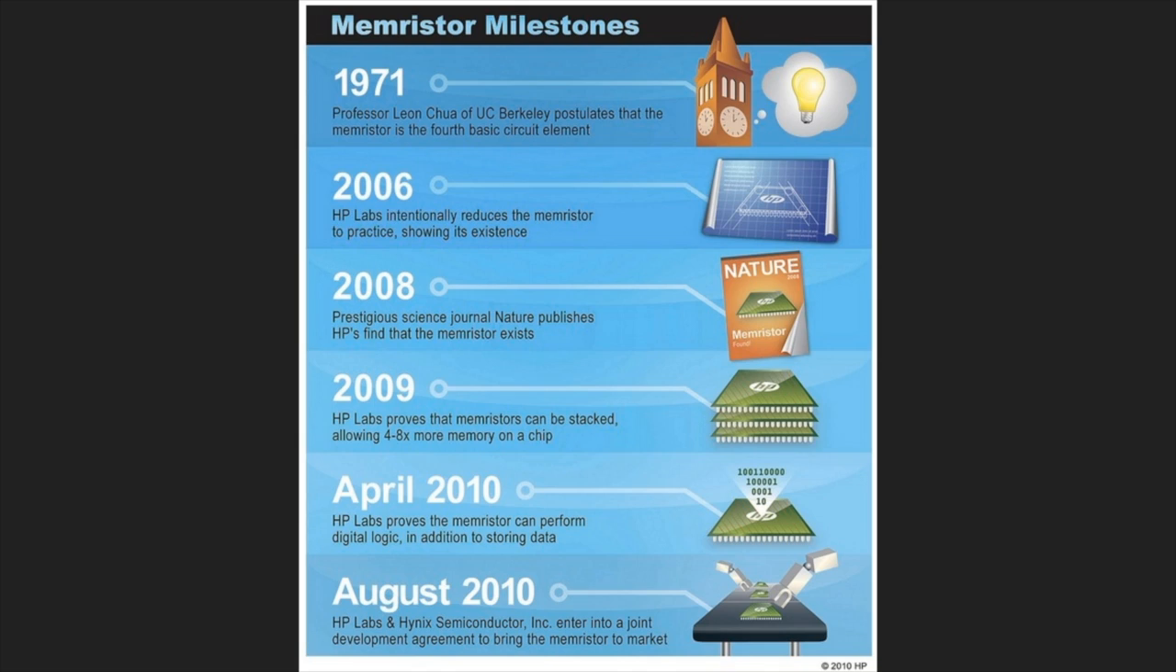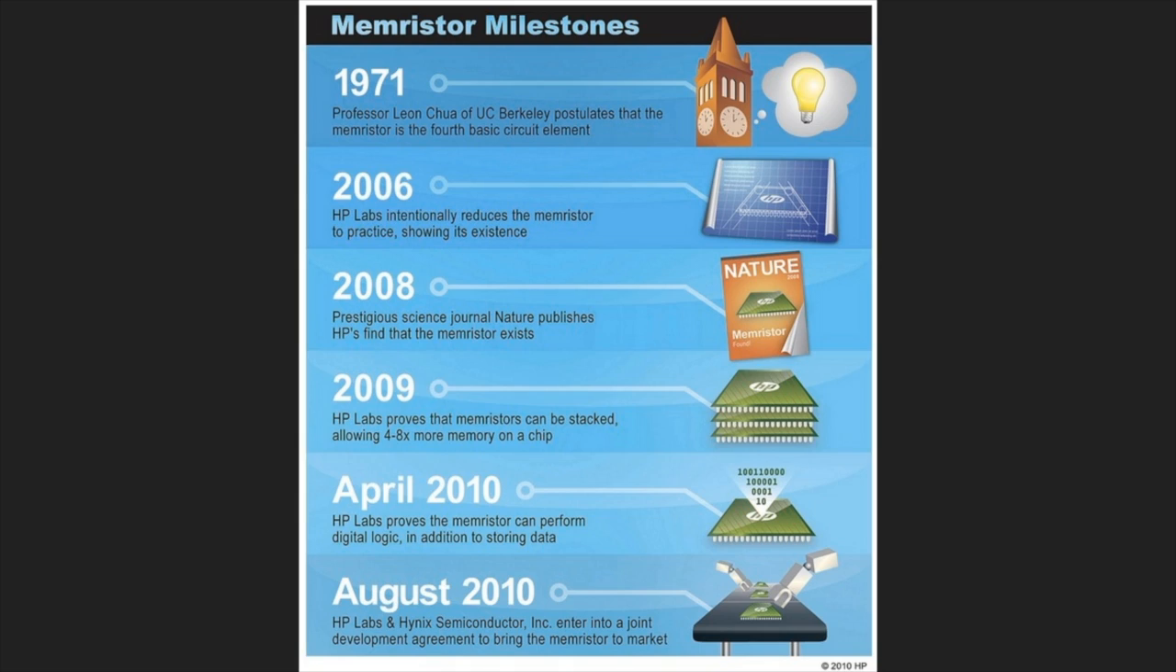In 2006, HP Labs intentionally reduced the memristor to practice, showing that it is possible. In 2008, Dmitry Strukov, Gregory Snyder, Duncan Stewart, and Stanley Williams of HP Labs published an article in Nature, The Missing Memristor Found, identifying a link between the two-terminal resistance switching behavior found in nanoscale systems and Leon Chua's memristor. Stanley Williams created the first practical model. In 2009, HP Labs proved that the memristor can be stacked, allowing 4 to 8 times more memory on a single chip.